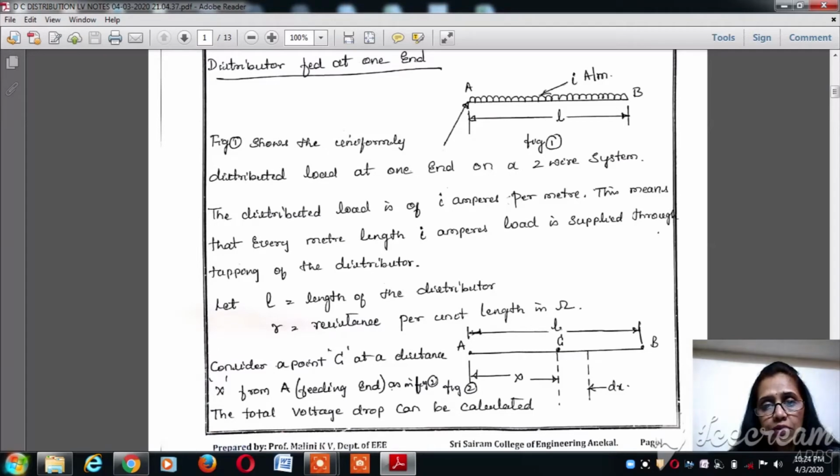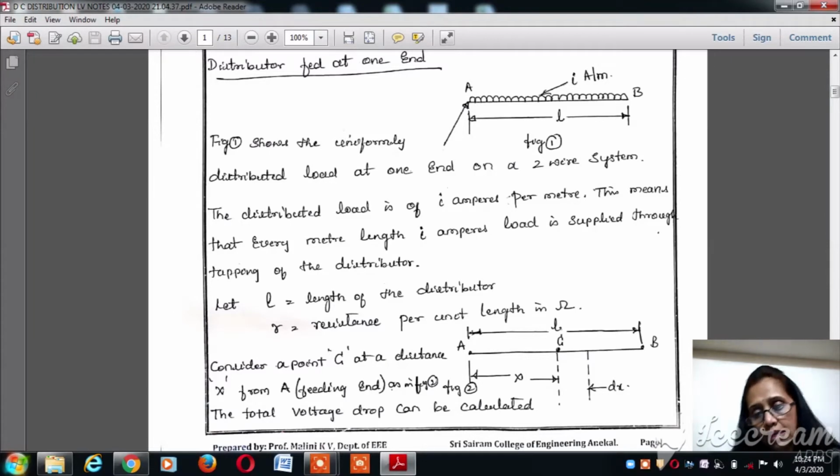We understood that the distributor is fed at one end, then we can consider it is to exist at the center of the distributor. Let C be the center of the distributor, and let's consider C at a distance of x from the feeding end A. And let's consider an elementary section to find out which is going to be the minimum point of potential.